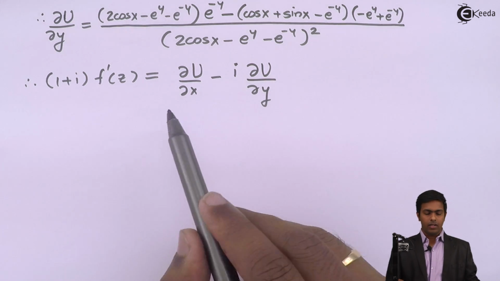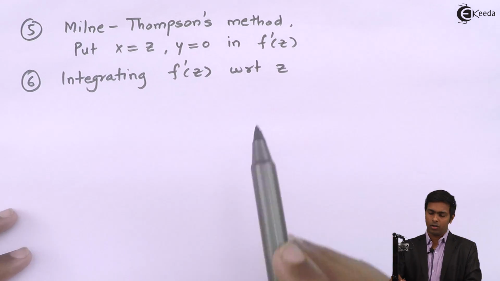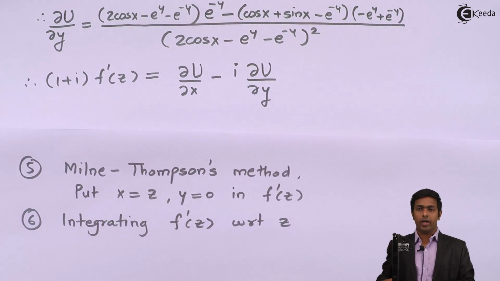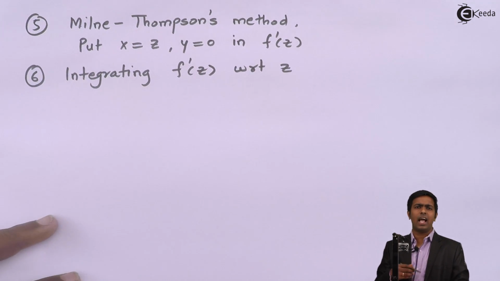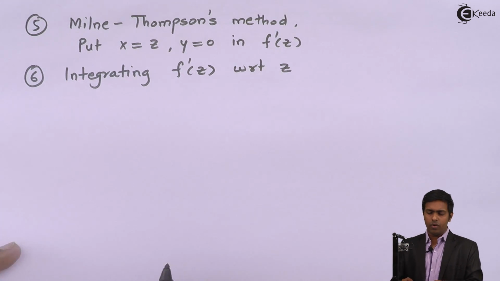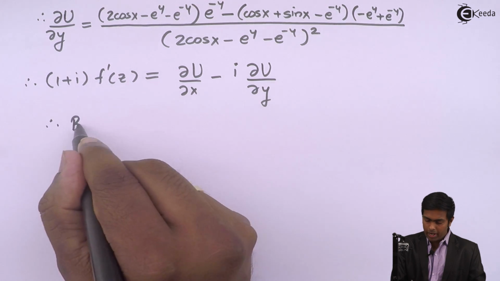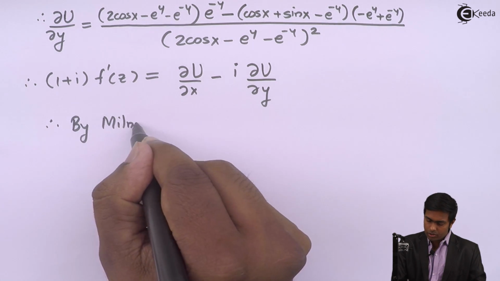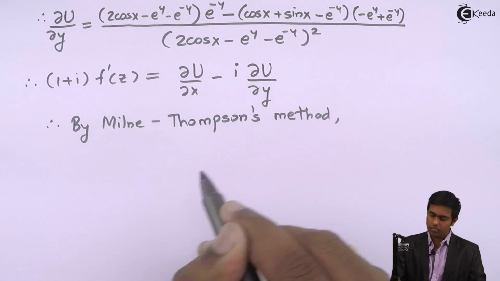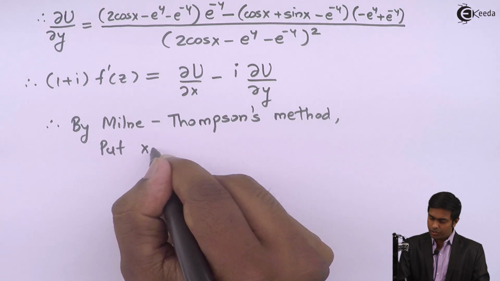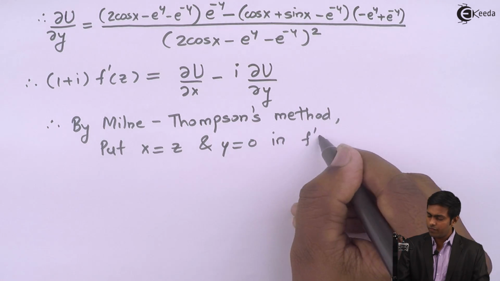So here we can copy both the values, dou u by dou y and dou u by dou x, over here. Then we are going to apply the Milne-Thompson's method on this f dash of z, where we will replace x by z and y by 0. So we'll do it here itself. Therefore, by Milne-Thompson's method, put x equal to z and y equal to 0 in f dash of z.